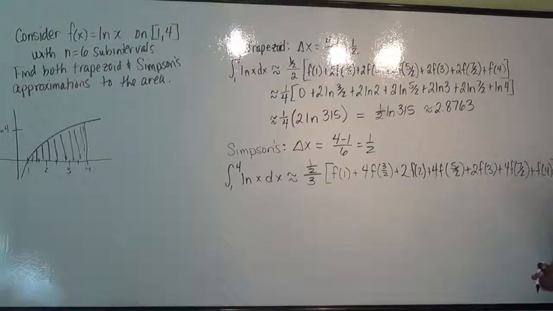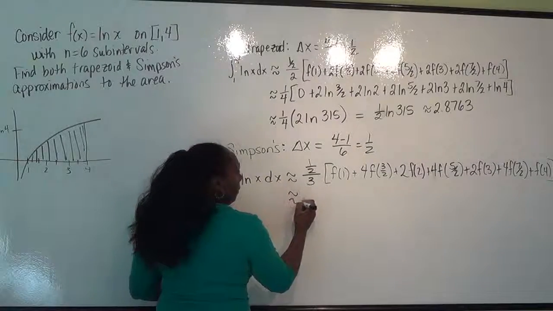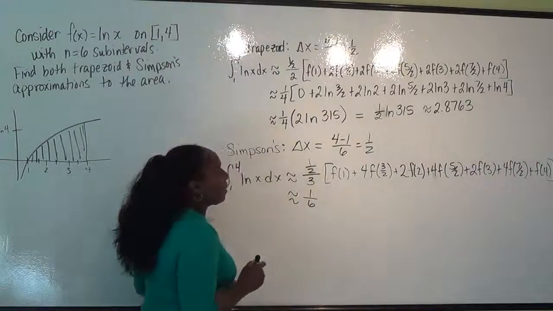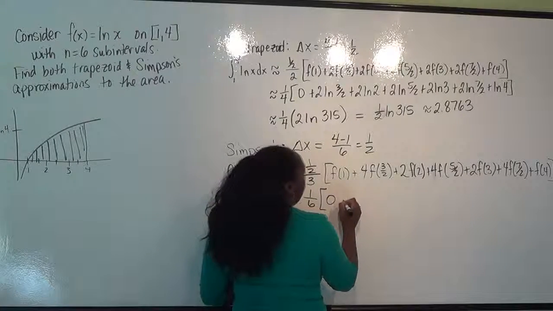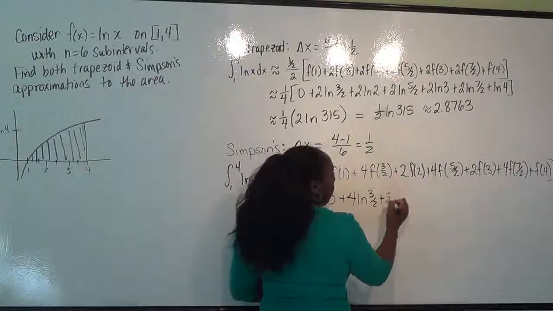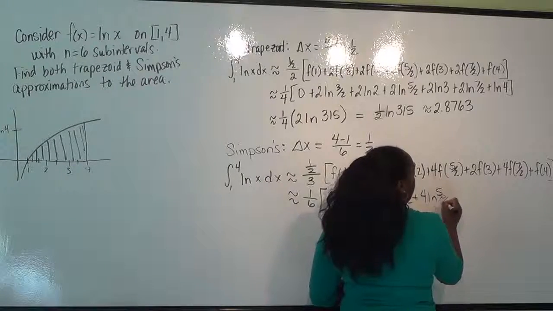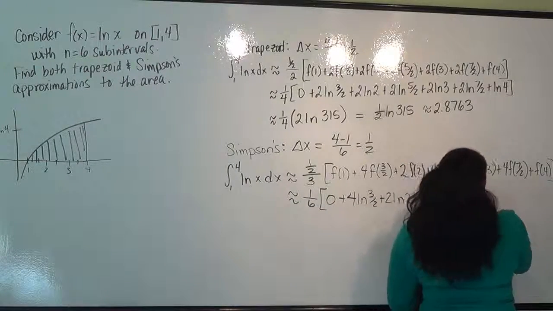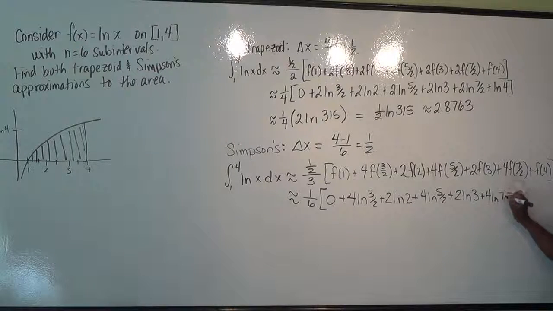From there, we do the same thing. So we'll start by simplifying this fraction. We'll make that a 1/6. f of 1 is still going to be 0. Notice now we get a 4 natural log of 3/2 plus 2 ln of 2 plus 4 ln of 5/2 plus 2 ln of 3 plus 4 ln of 7/2 plus our ln of 4.